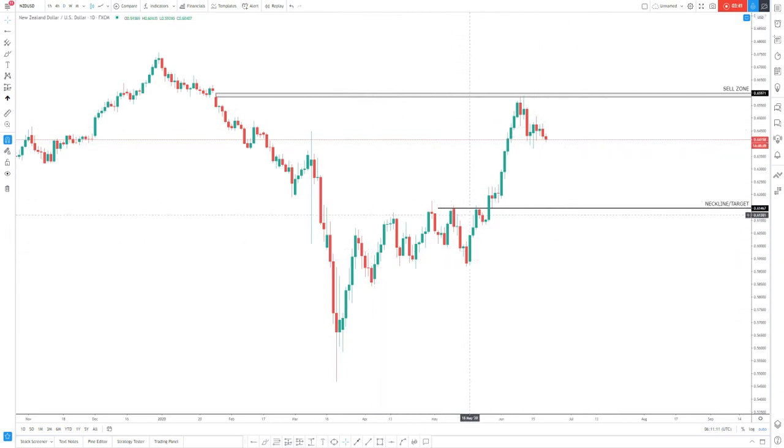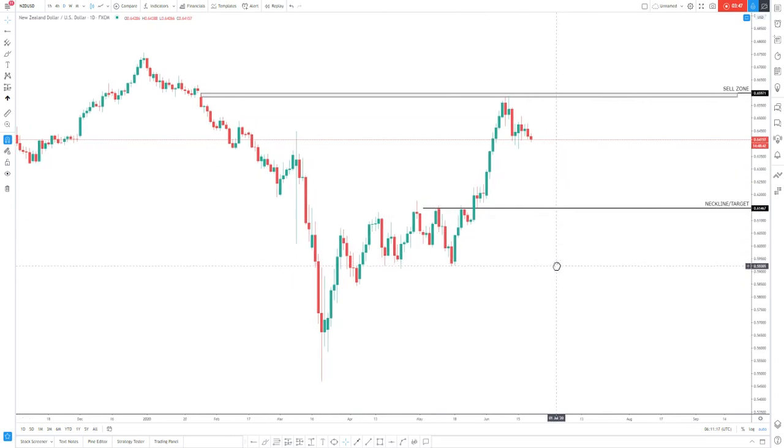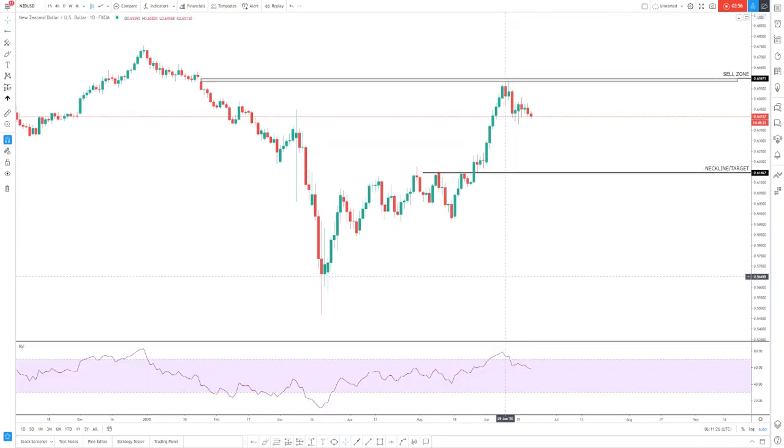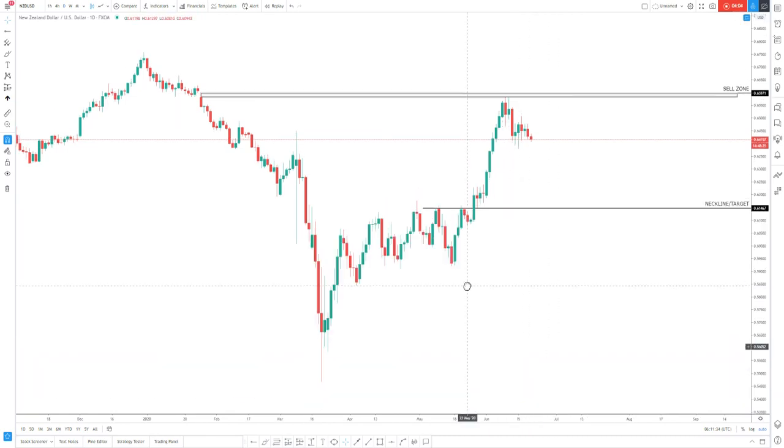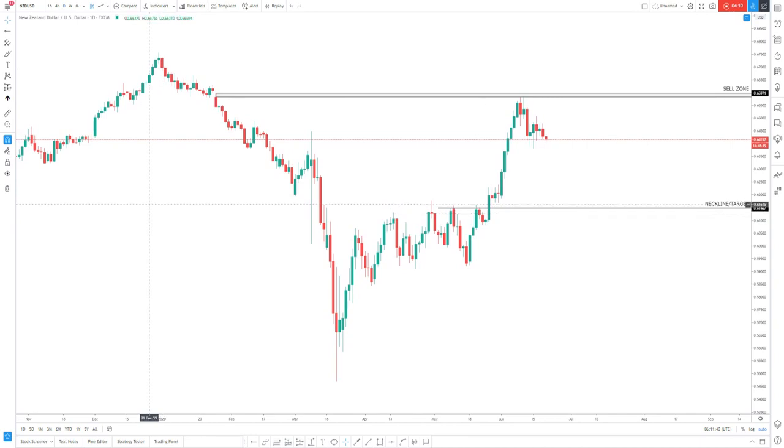Now, knowing that we have impulse, correction, impulse, then an expected correction to the downside, which is the neckline or target, we have a strong belief or confidence that NZDUSD would actually move to the downside. Now, adding my RSI on the chart, we can see it just left the overbought region and is coming to the oversold region. So another confluence for us there. I try as much as possible to keep it simple, like simple, stupid.